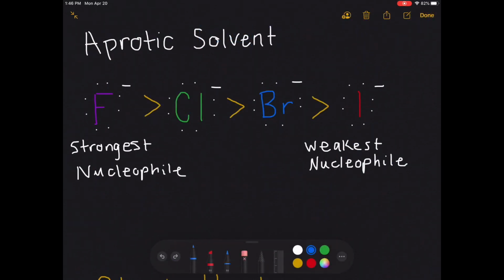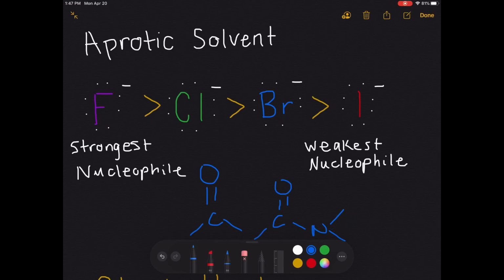Polar aprotic solvents do not have hydrogens and therefore are not capable of hydrogen bonding. These molecules are attached to a fairly electronegative atom. So for example, we have acetone, and we have DMF, which is very similar to acetone but with a nitrogen group. They favor SN2 reactions, and therefore the reaction rates are faster.